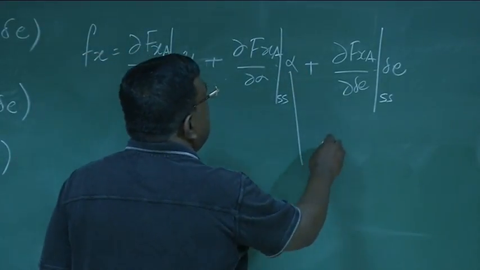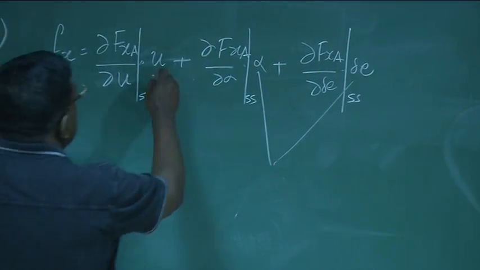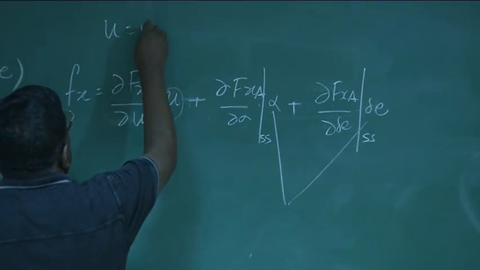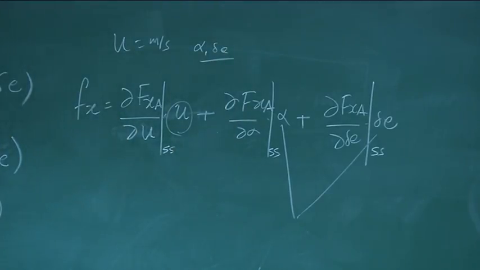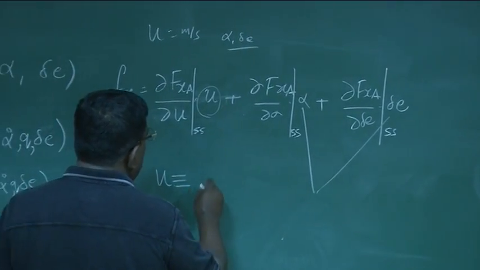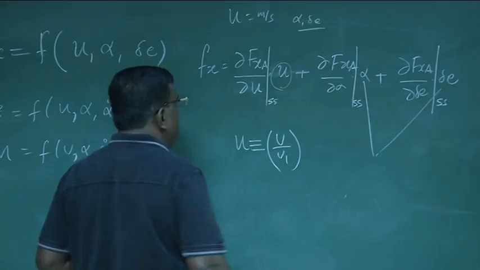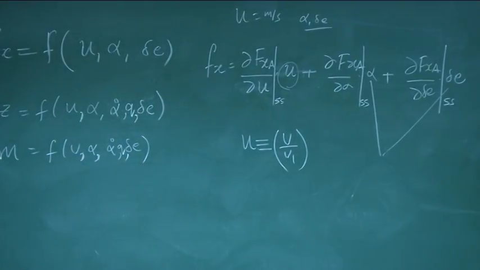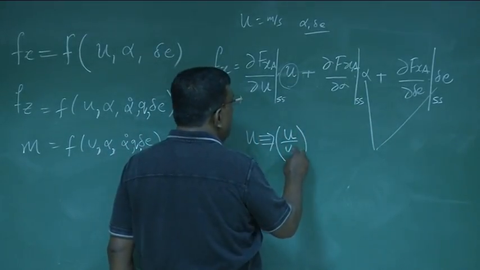But there's another thing you should observe here. What is the dimension of alpha and delta E? They are dimensionless, radians, dimensionless. But what about u? U is meter per second, whereas alpha and delta E are dimensionless. But we want to write the whole equation in terms of consistent, dimensionless motion variables or control variables. So the trick is, we write u as u by u1. Whatever u is there, I replace it by u by u1.